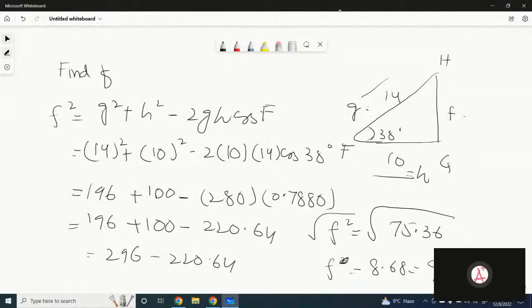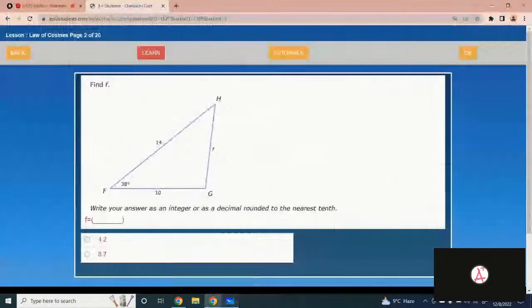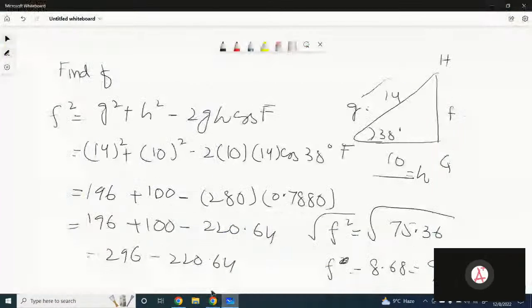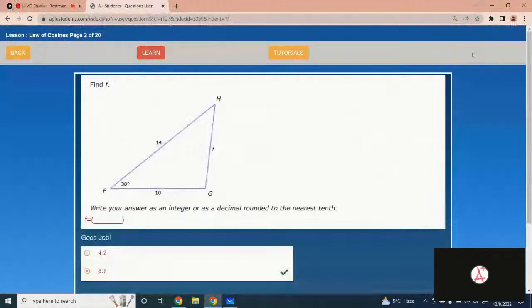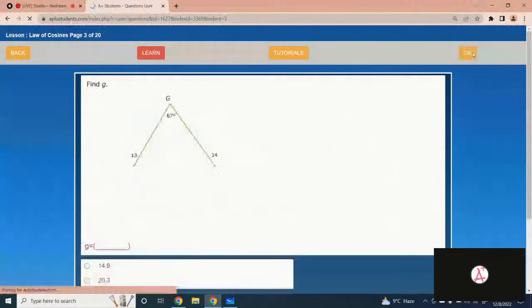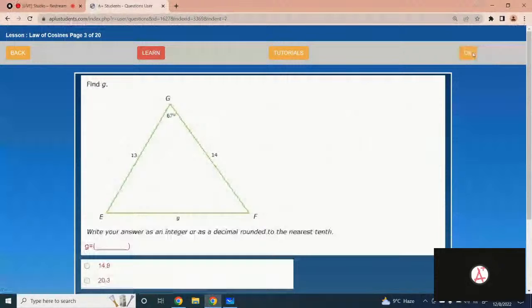Let's just see if we have the option 9. The correct option is, yes, it is rounded off to 8.7. Got it? So just select the correct option, then click on the OK button. That's how you can use the law of cosines.